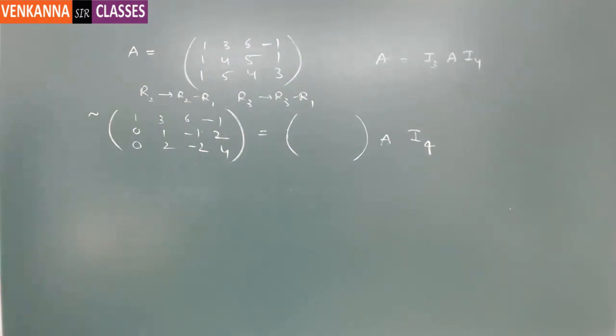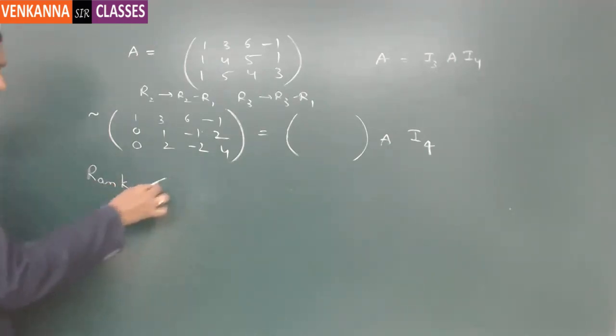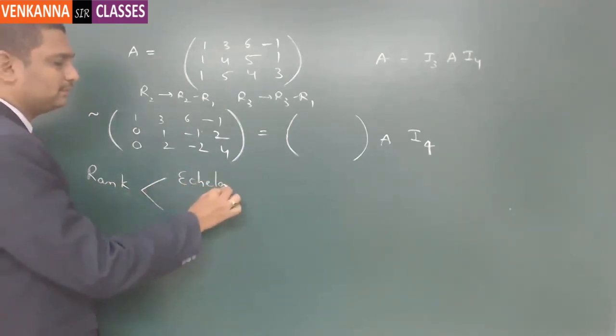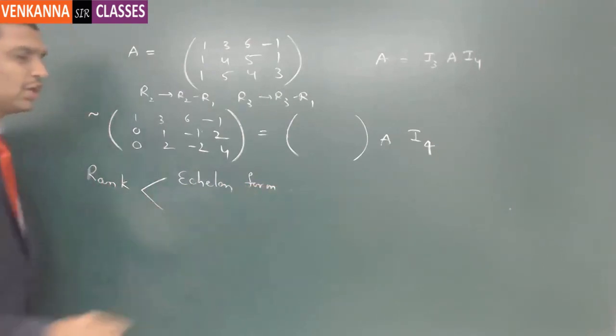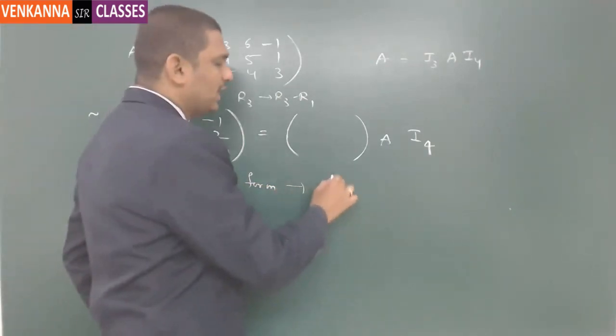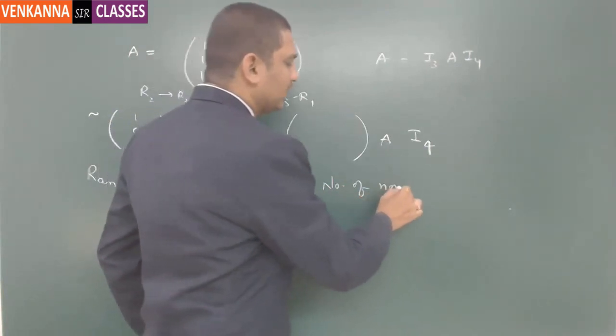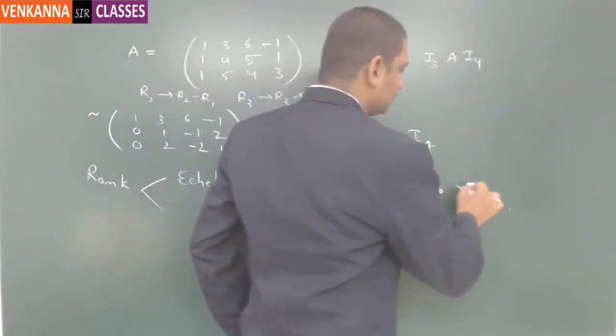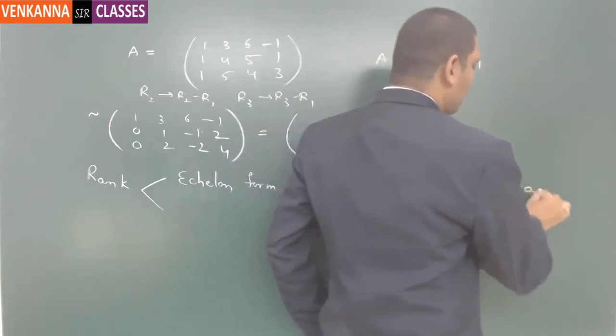Yes, this method is used to find the rank of the matrix. Actually, while finding the rank of the matrix, we have two procedures applied. One procedure is writing echelon form. By applying only row operations, you are reducing the given matrix in echelon form, so that you will calculate how many number of non-zero rows are there, which is nothing but rank of the matrix.